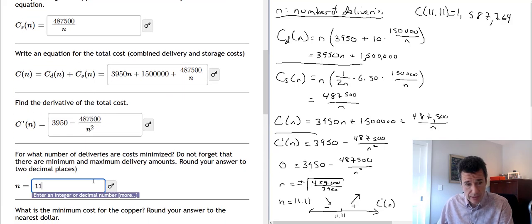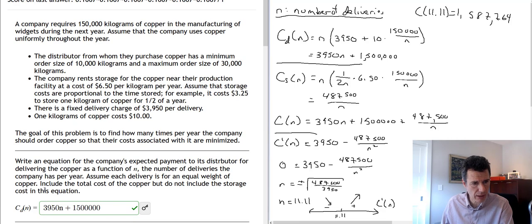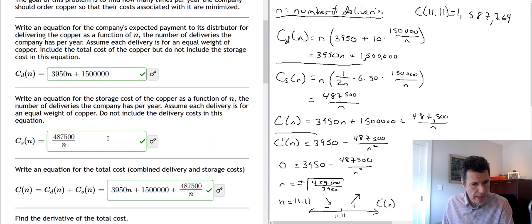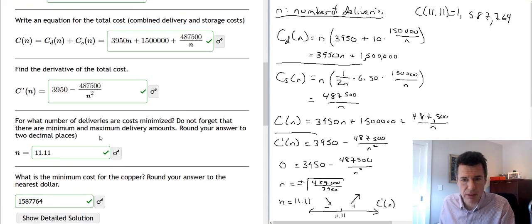Number of deliveries, 11.11. The minimum cost, 1587... 764, sorry. 764. My handwriting is not being very good today, so 764. Let's check. Got that first part correct, second part, third part, fourth part, fifth part, and sixth part correct. So that's the correct answer.